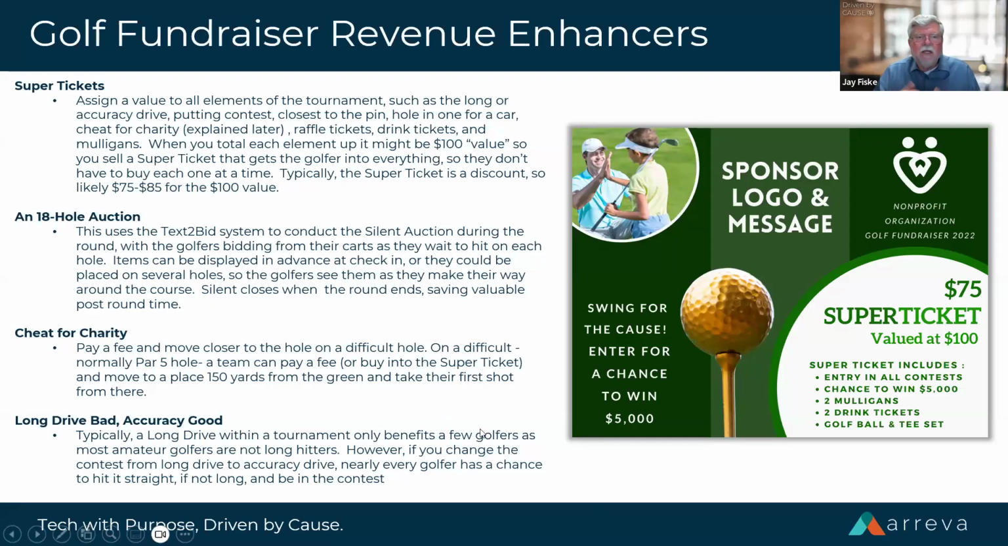So my recommendation is, take all the elements of the golf tournament, the closest to the pin, the long drive, the chance to win a car, the putting contest, the raffle tickets, the drink tickets, take everything and assign a value to each of it. And maybe when you add it all up, it's $100 worth of value, and then bundle it all and sell it at one time at check-in, something called a super ticket, for a discount. So maybe $75 or $85, you get $100 worth of value.